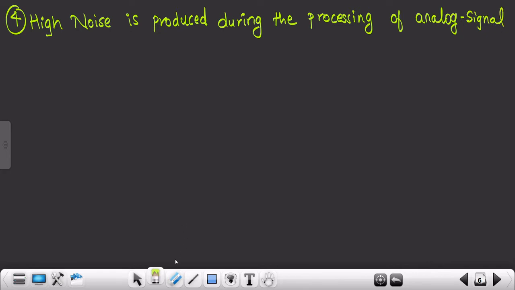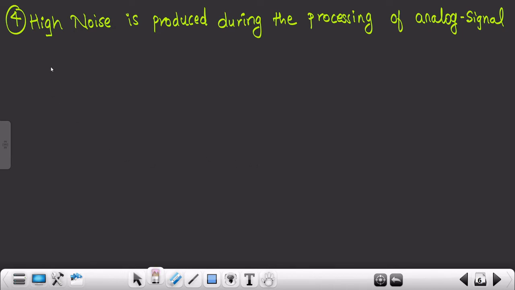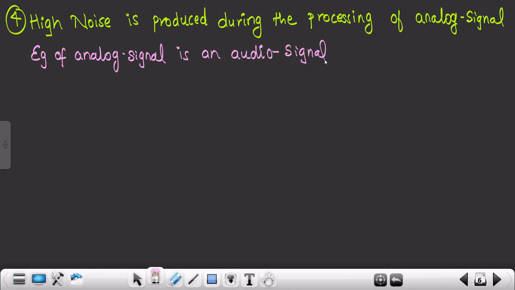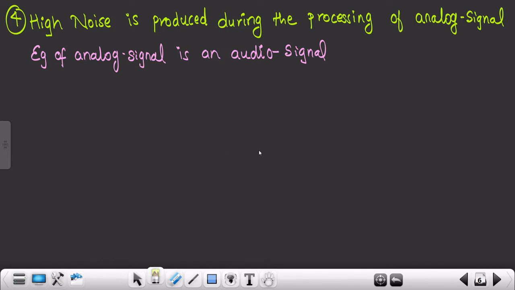By this what I mean is, we all know that an example of an analog signal is an audio signal, right? Or your heart signal, the ECG signal. So let's suppose I'm singing. I'm not a good singer, but let's suppose I'm singing.